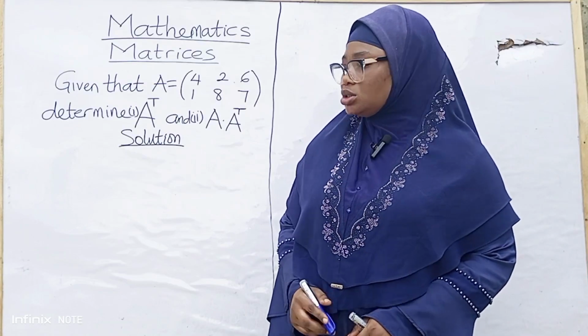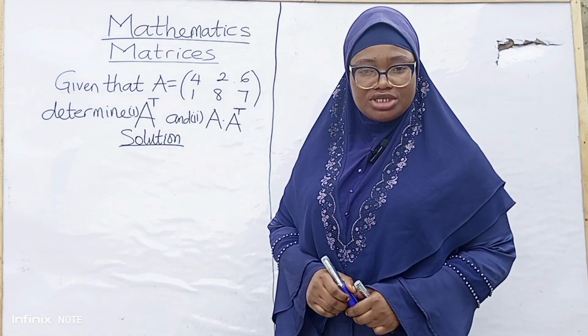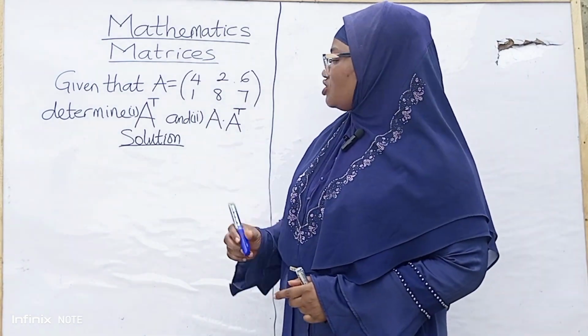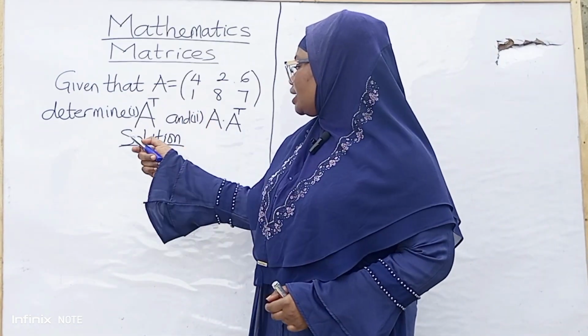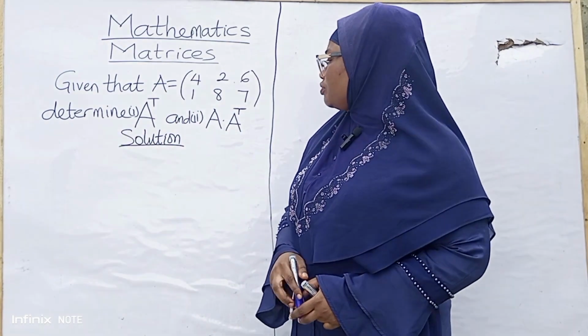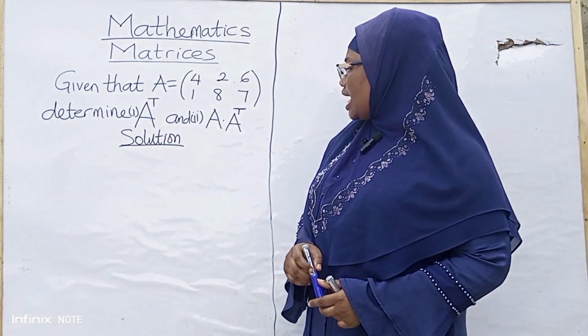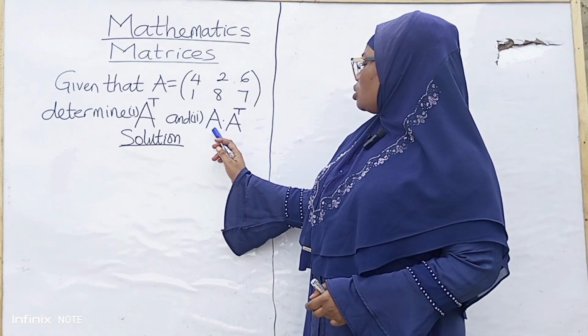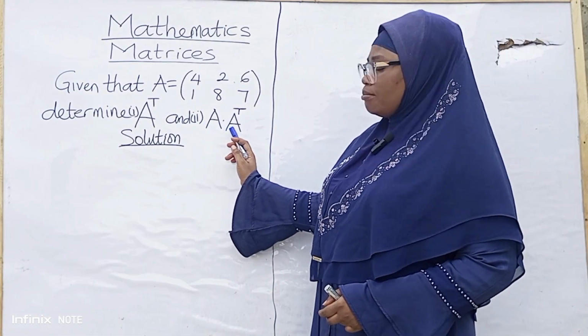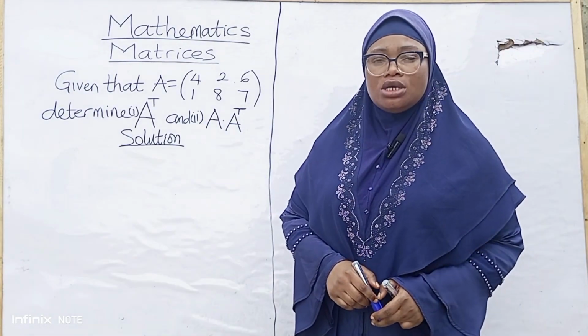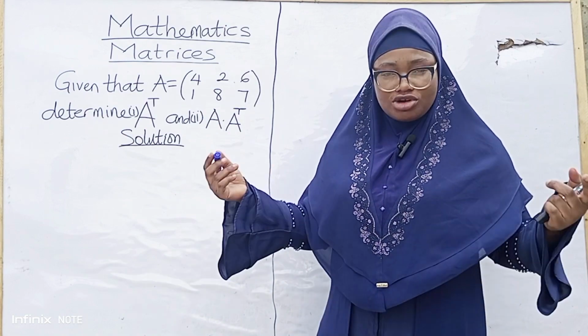So today we want to solve this question on matrices. Given that matrix A is equal to this, we are asked to determine A transpose and, number two, the multiplication of A by its transpose. So what do you understand by transpose?